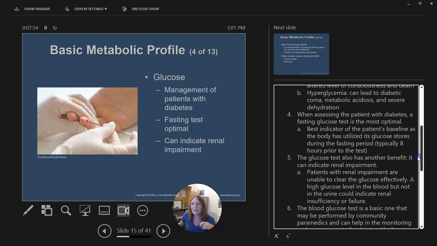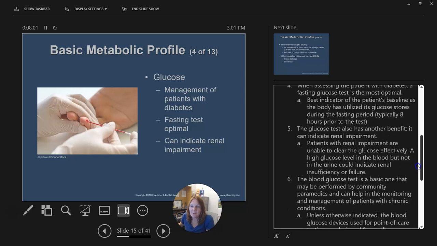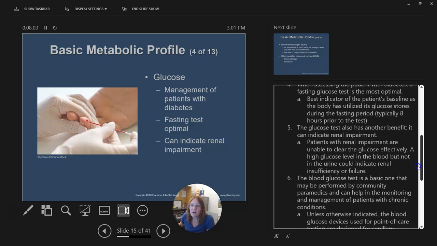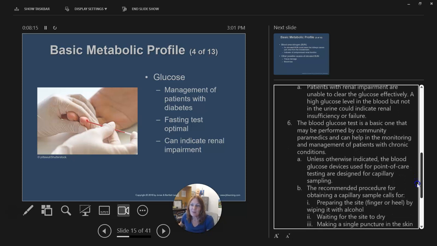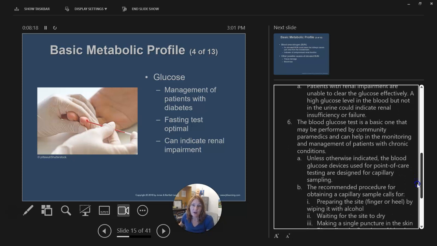The glucose test also has another benefit. It can indicate the renal impairment that we mentioned shortly beforehand. Patients with renal impairment are unable to clear the glucose effectively. A high glucose level in the blood, but not in the urine, could indicate renal insufficiency or even failure that has occurred. The blood glucose test is a basic one that can be performed by community paramedics and can help in the monitoring and management of patients with chronic conditions.